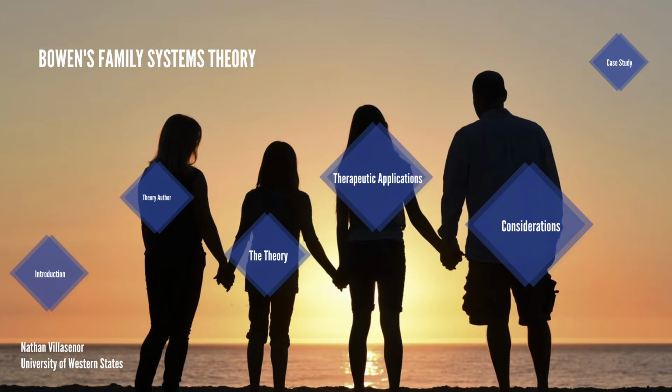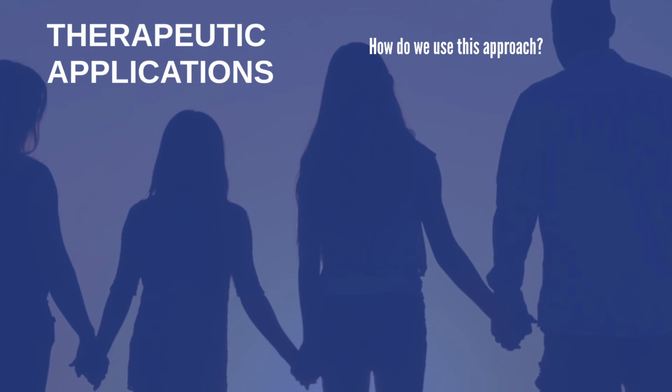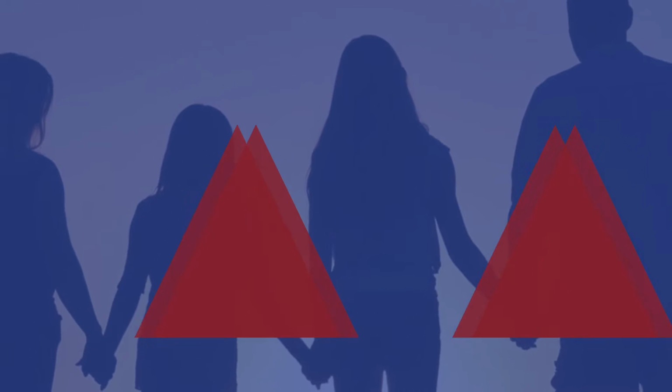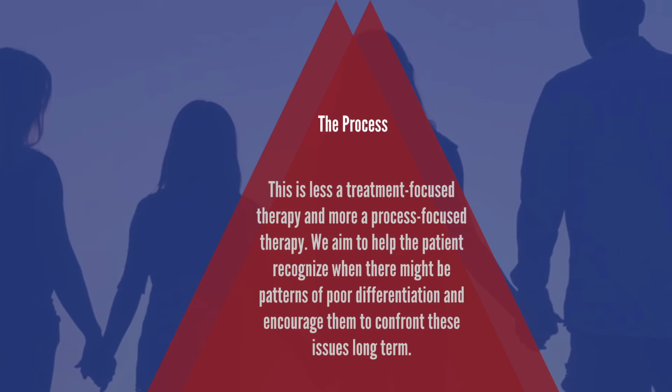Last time we finished up taking a look at the 8 concepts that were developed by Bowen as patterns that he noticed among whole families that he was studying. So now we jump into the therapeutic applications of his theory. And the big question is, how do we use this approach? To begin with, we have to take a look at the process.